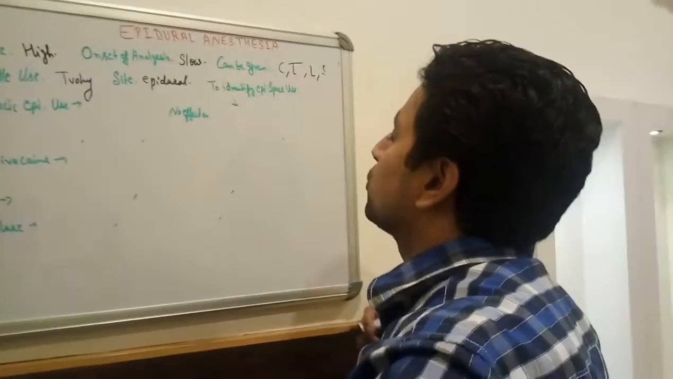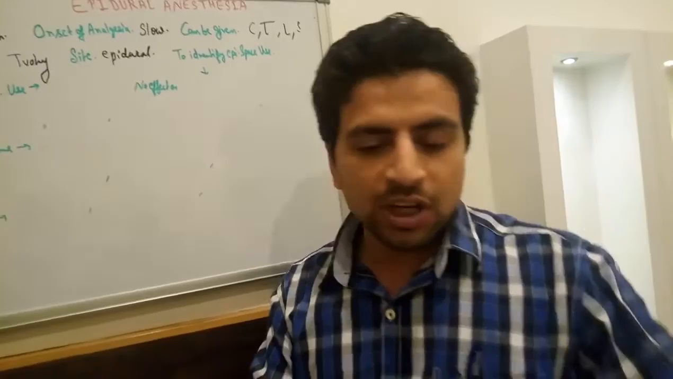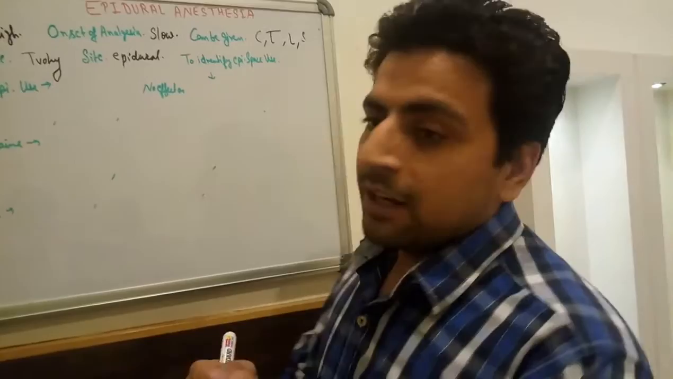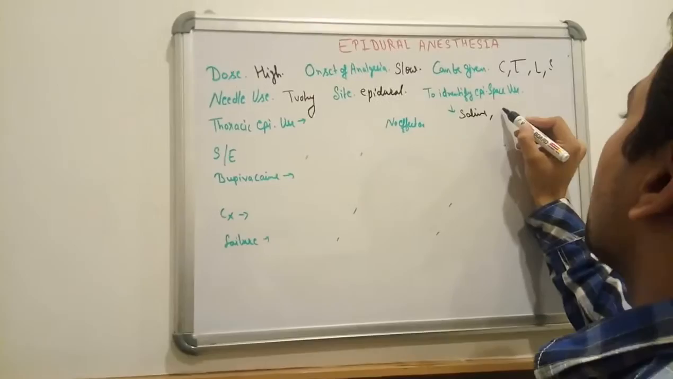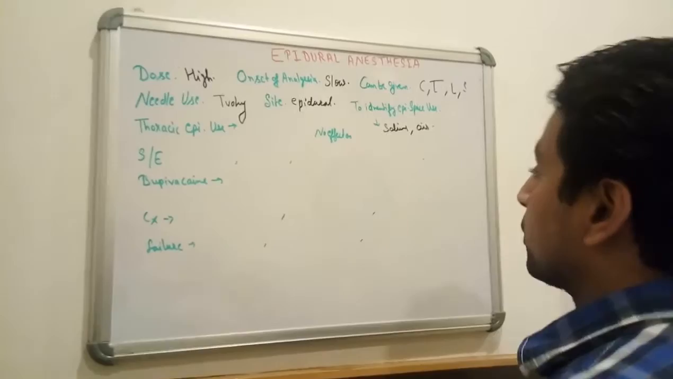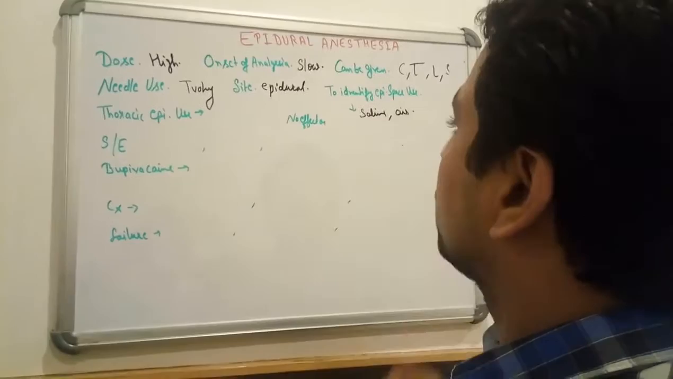To identify the epidural space, I have seen many times that when they inject spinal or epidural, they use a syringe and push saline inside to check. Firstly, they check with saline using a syringe, or they also like to use air. After that they give the anesthesia. Why are they doing so? To prevent the effect.